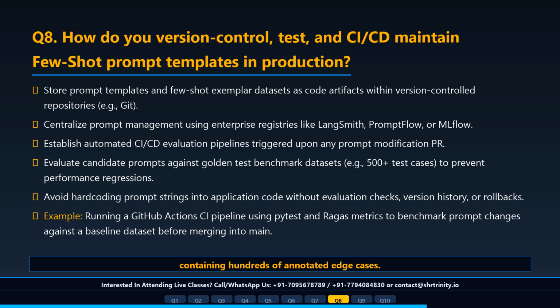dataset containing hundreds of annotated edge cases. The evaluation suite scores performance metrics such as accuracy, semantic similarity, and schema compliance. If the new prompt causes accuracy regressions compared to baseline production prompts, the build fails automatically, blocking deployment. For example, a GitHub Actions workflow can run automated PyTest runs evaluating candidate prompts on 500 benchmark queries before permitting merge to main. Treating prompts as software code with automated CI/CD gating ensures continuous system reliability and prevents silent degradation in production environments.